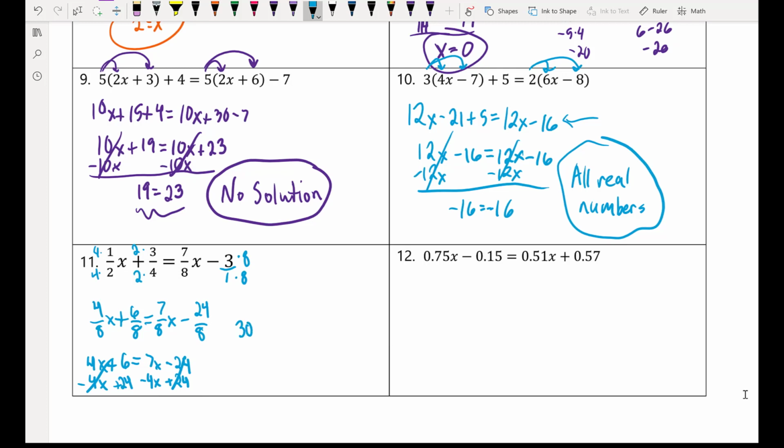All right, so that's 30 equals 3x. So divide by 3, x equals 10.